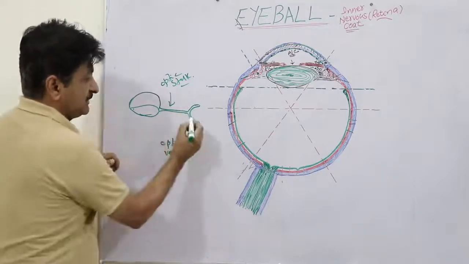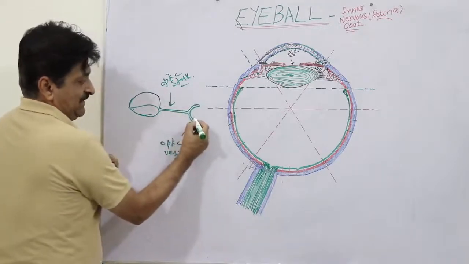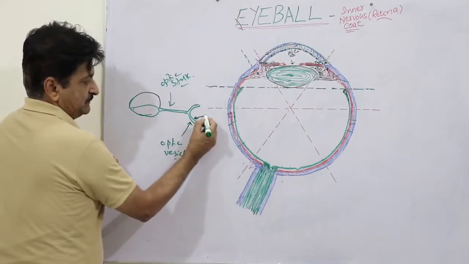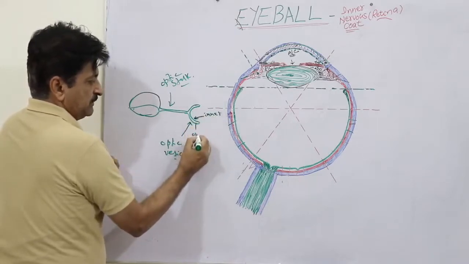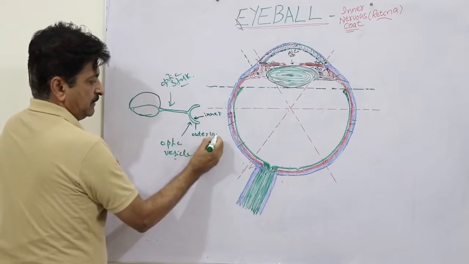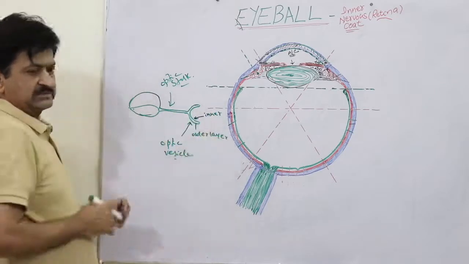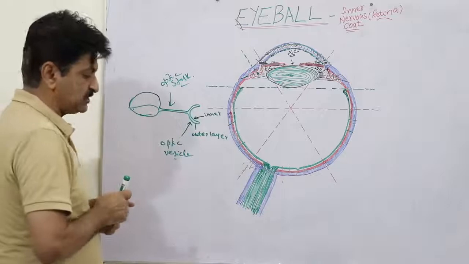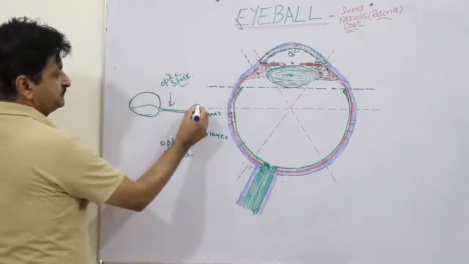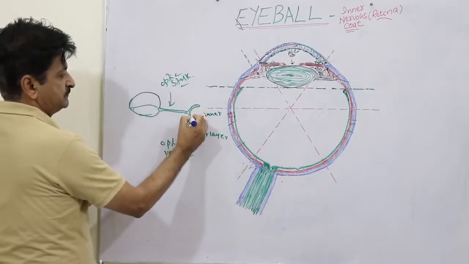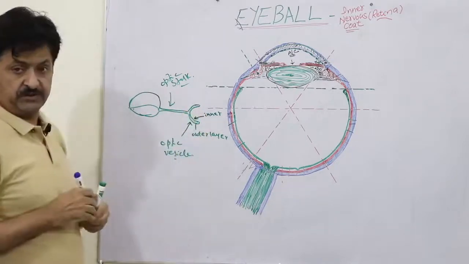In such a way that this is its inner layer, and this will be its outer layer. These are the two layers, and in between there is a space, and that space is called the intraretinal space. This is the development of the retina.